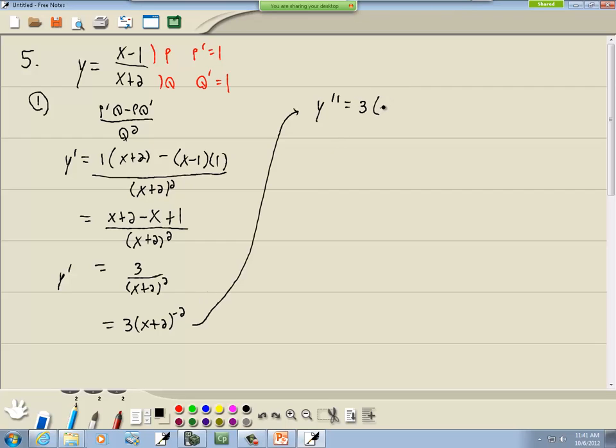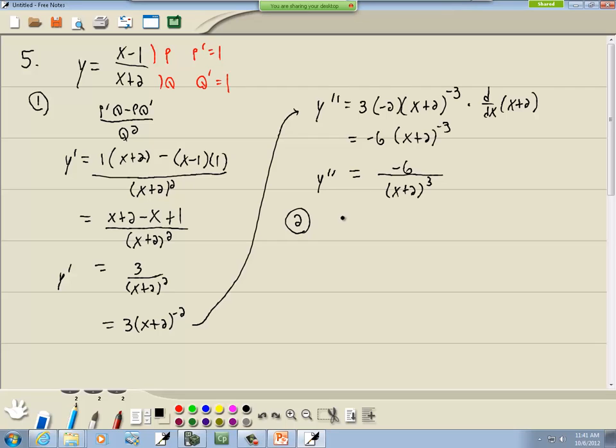Take a power, put it out in front. What's inside the parentheses remains as is. Lower your power by 1, so negative 2 minus 1 is negative 3, times the derivative of what's inside the parentheses. So that gives us negative 6, x plus 2 to the negative 3 power. The derivative of x plus 2 is 1, so that drops away. Put negative 6 up here. The x plus 2 to the negative 3, we're going to take that down below. Anytime you have a negative exponent, you can take it opposite where it's at in a fraction, and the sign of the exponent changes. And that's our second derivative.